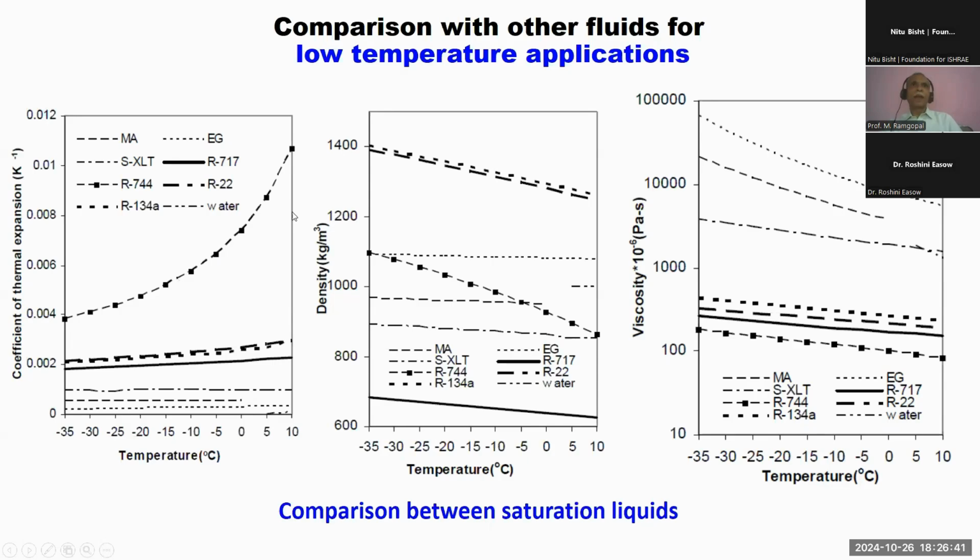And again, you can see the density of carbon dioxide is reasonably high in comparison to many of the refrigerants. So high density also will give rise to compact loops. So this is another advantage.